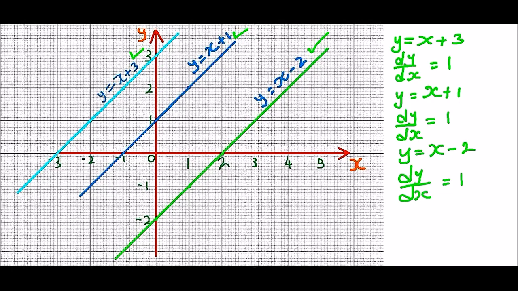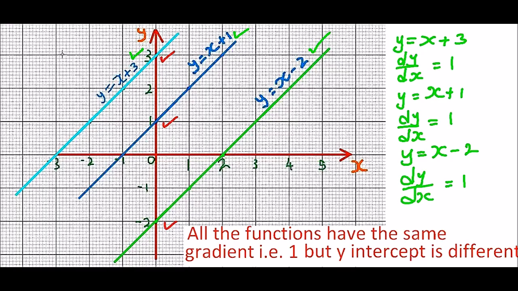This one crosses the y-axis at 3. This one y-intercept is 1, and this one y-intercept is minus 2. So we can conclude that all the functions have the same gradient, that is 1, but the y-intercept is different.